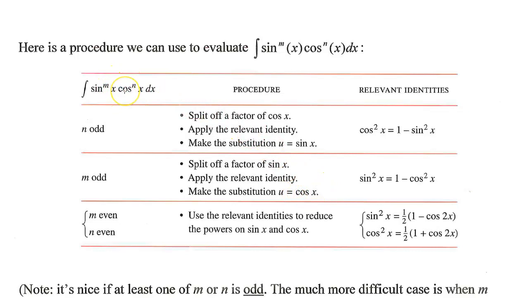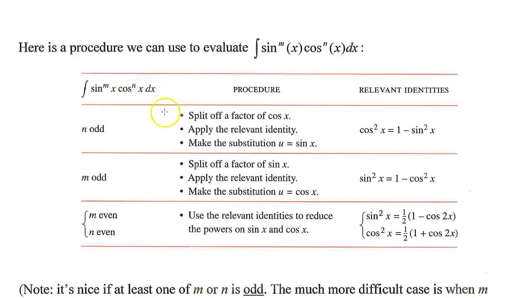Now if they're both odd, then you can really choose which one you want to split off. In that case, I would pick whichever one is smaller. If m is smaller or n is smaller, pick the smaller one to split off. So if it's sine to the 13th times cosine to the 3rd, I would split off the cosine because it has a smaller power.